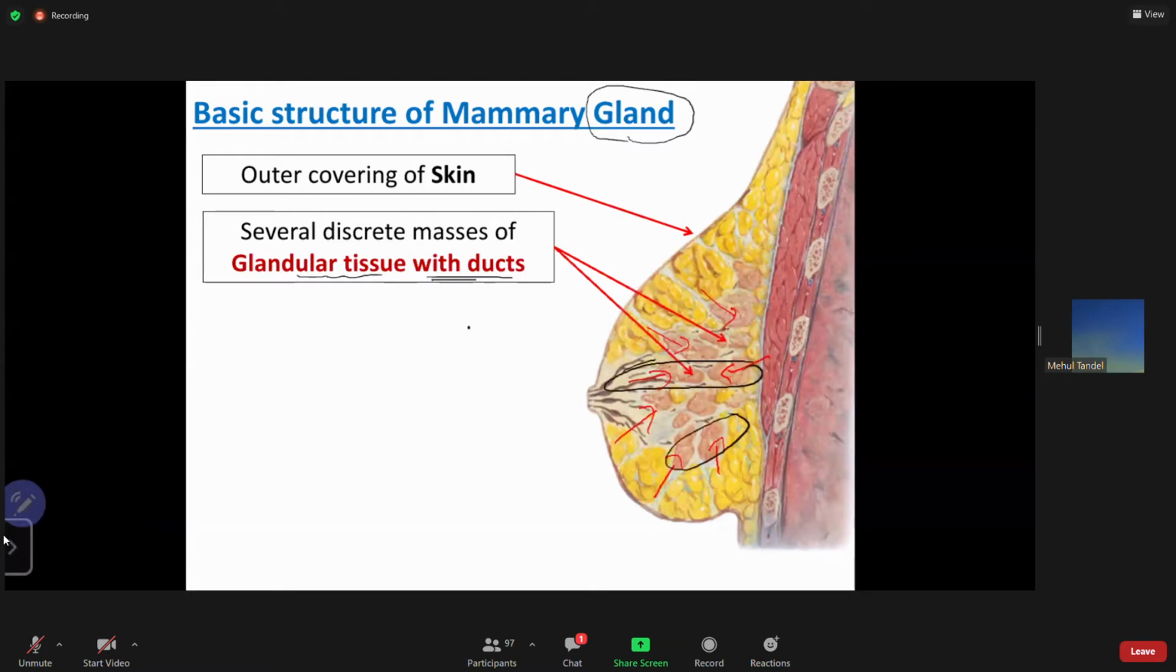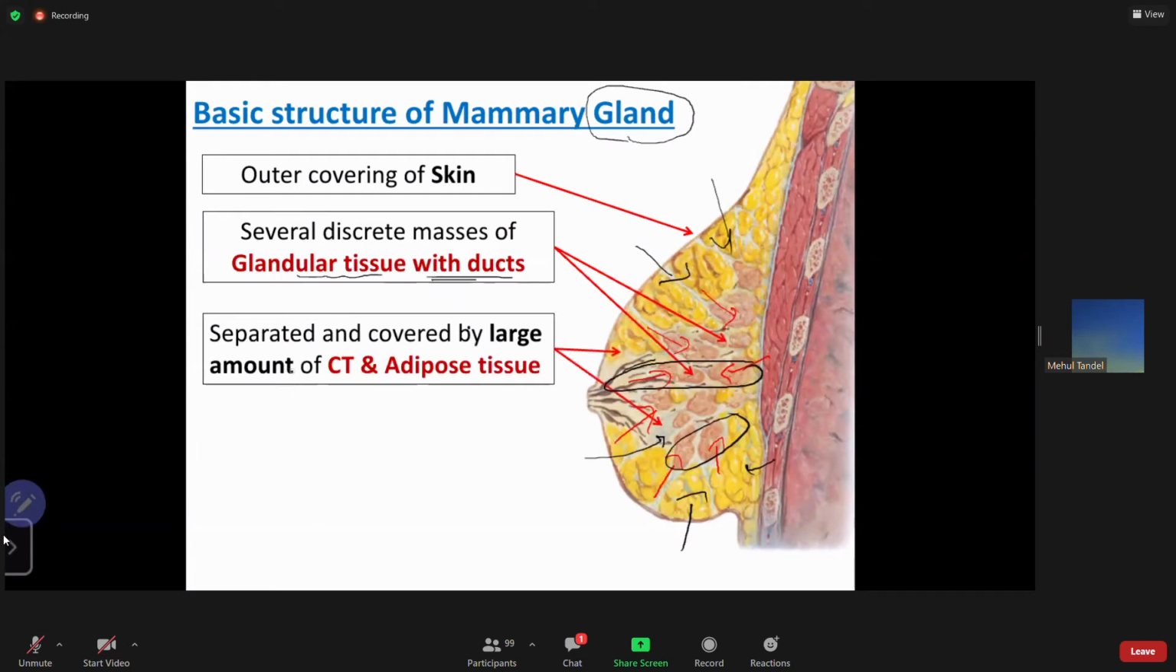All these are the several distinct masses of glandular tissue with ducts. So that is the main content of the mammary gland. See, this glandular tissue is separated by and also covered by, ये आपको yellow color दिख रहा है. Yellow color is fat. And also these whitish areas are connective tissue. Okay, abundant connective tissue. So it is separated and covered by a large amount of connective tissue along with the adipose tissue. Okay, so this is the main structure of the mammary gland. ये दो चीजें होंगी mammary gland में.